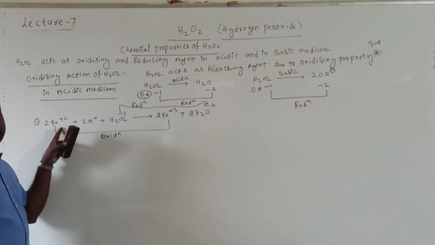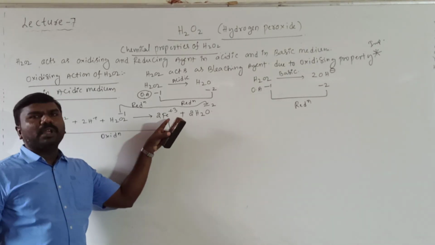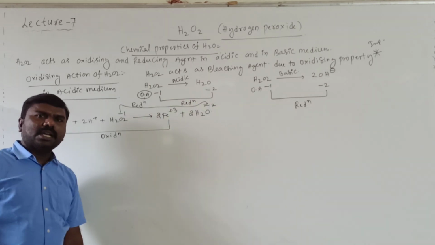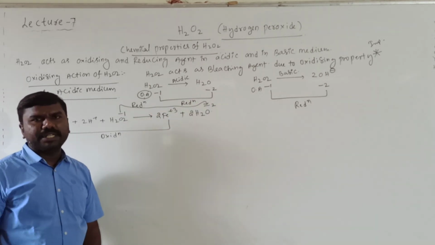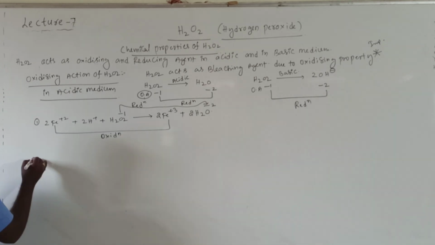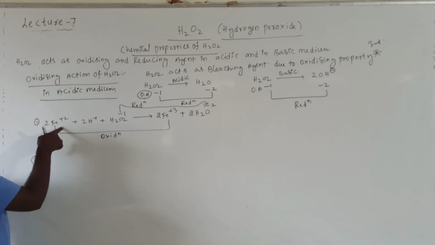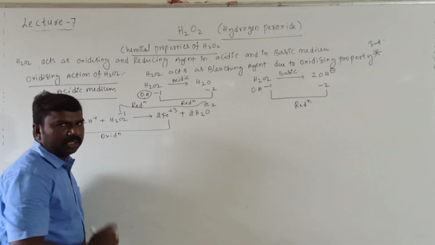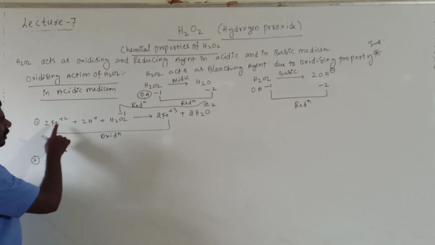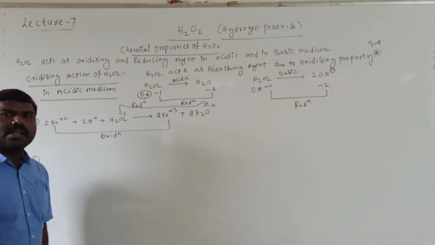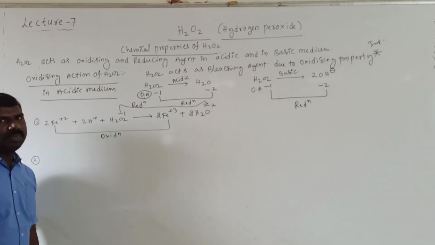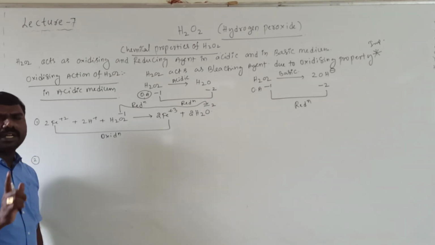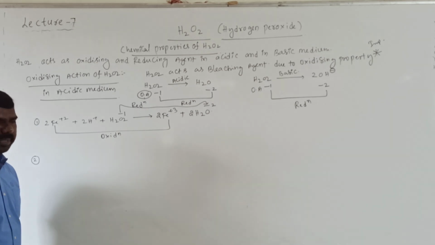Here you can take FeSO4, which is converted into Fe2(SO4)3. I have written the ionic equation. This is in acidic medium: ferrous converted into ferric. Students, remember the moles in this reaction, as they may ask problems on it too. So better you focus on the oxidizing and reducing properties for objective purposes.